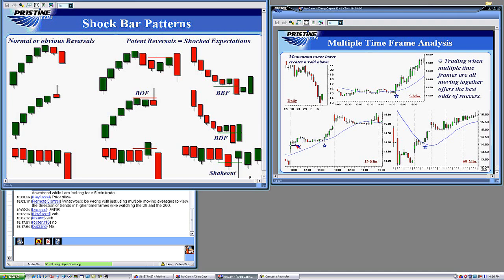This consolidation right here, once that formed and prices moved up, it then provided a reference point where buyers had stepped up. So as prices pull back into that area, we're looking to see what kind of price action forms. Can it hold that area? Because that's where buyers were before.